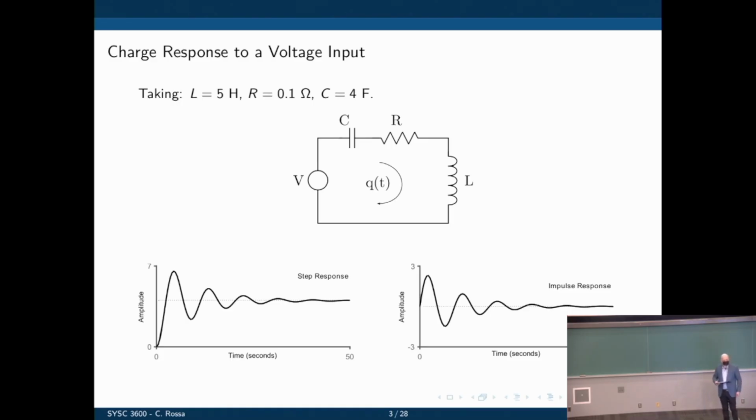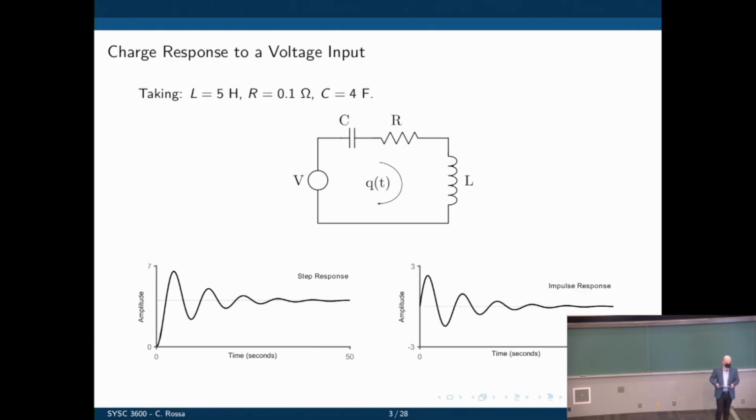We studied this one before. We derived the equation for it. This becomes a second order differential equation. And if you now look at the response of the charge as a function of the input voltage, these are the results here for a step and an impulse response. For a step response, we turn the system on, a charge is developed and then settles at a given point. And for an impulse, we briefly turn on and off the voltage input. So charge is established and then dies off to zero.